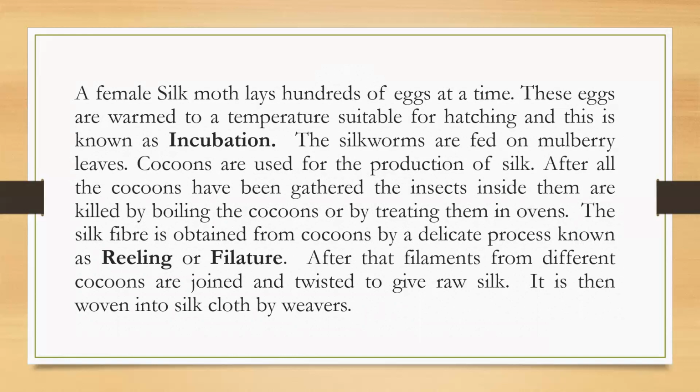After all the cocoons have been gathered, the insects inside them are killed by boiling the cocoons or by treating them in ovens. The silk fiber is obtained from cocoons by a delicate process known as reeling or filature. After that, filaments from different cocoons are joined and twisted to give raw silk. It is then woven into silk clothes by weavers.